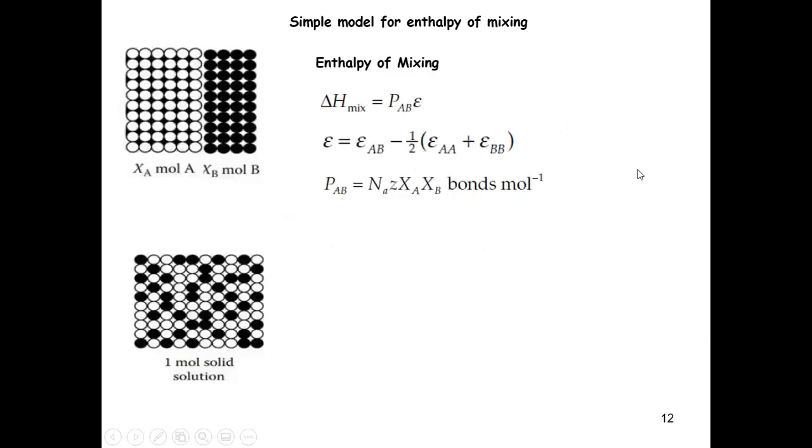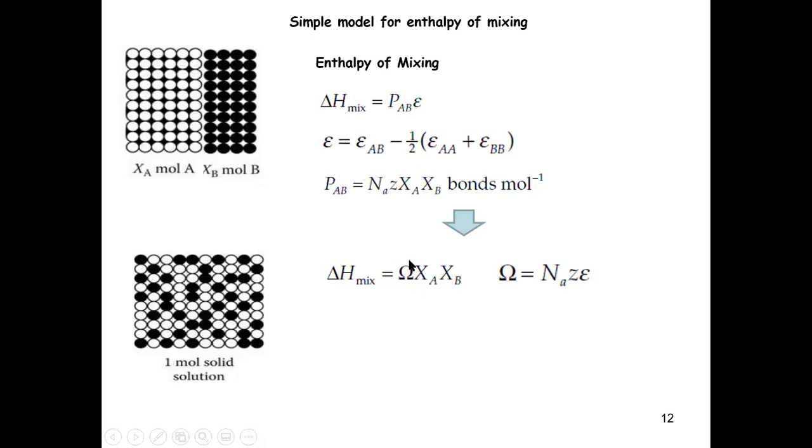Now once we have this, we go back to the enthalpy of mixing. We write down this enthalpy of mixing in terms of PAB, and this allows us to simplify the enthalpy of mixing a lot. So we plug in PAB from here, and then we regroup the terms. You'll see that we can now write down the enthalpy of mixing in terms of a material specific number.